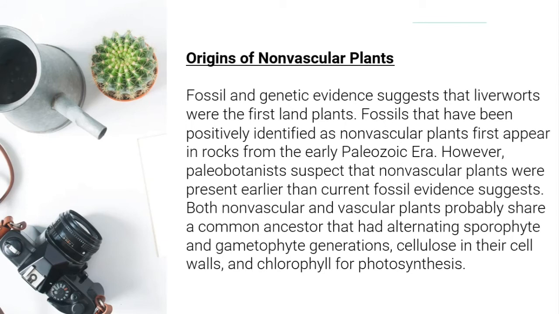Origins of non-vascular plants. Fossils and genetic evidence suggest that liverworts were the first land plants. Fossils that have been possibly identified as non-vascular plants first appear in rocks from the early Paleozoic era. However, paleobotanists suspect that non-vascular plants were present earlier than current fossil evidence suggests. Both non-vascular and vascular plants probably share a common ancestor that had alternating sporophyte and gametophyte generations, cellulose in their cell walls and chlorophyll for photosynthesis.